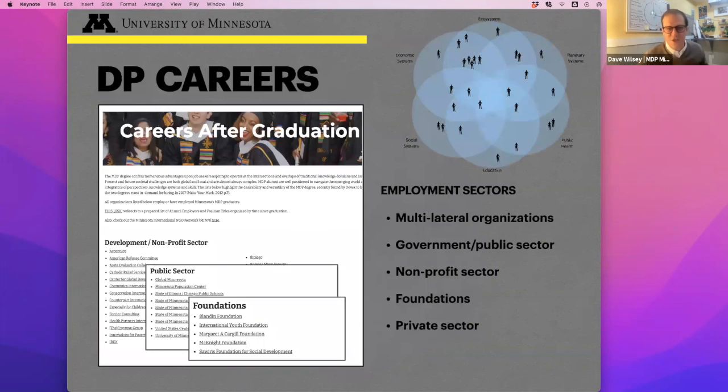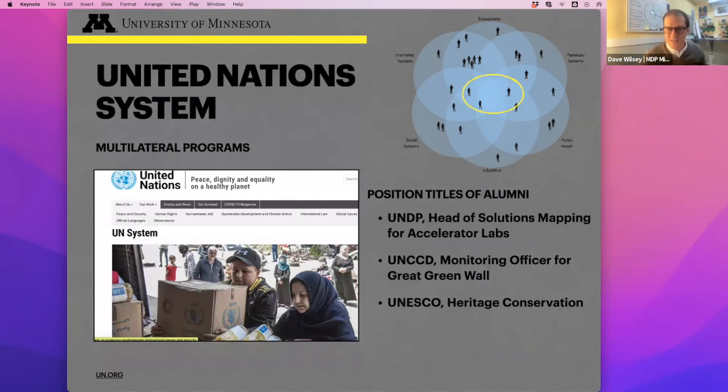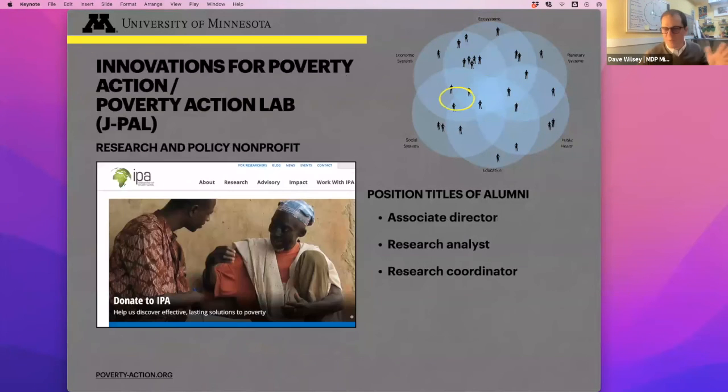Some of the ways that shows up is that they work in different types of organizations. You heard from Elmo talking about the private sector. We have folks in foundations, in the nonprofit sector, people working for local and federal government, and in multilateral organizations as well. So vertical strata from local to global. We have folks in the United Nations system who've come through the program. I'm just going to move quickly so you can see the slides later if you want to follow up on these. We have folks doing research and policy, Innovations for Poverty Action and J-PAL Action Lab, looking at what works and doing rigorous testing to figure out what works to affect change.